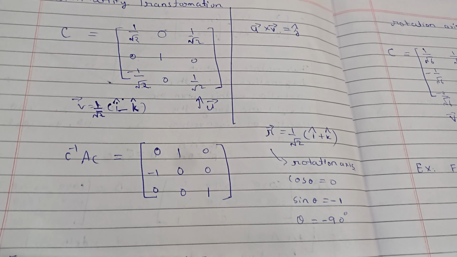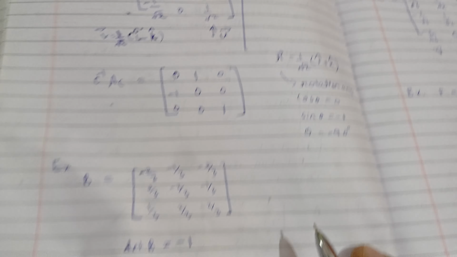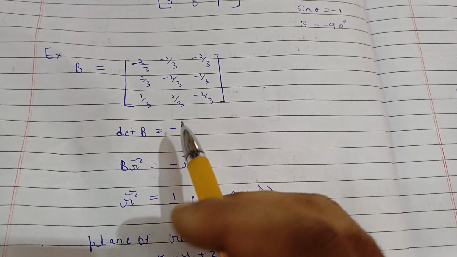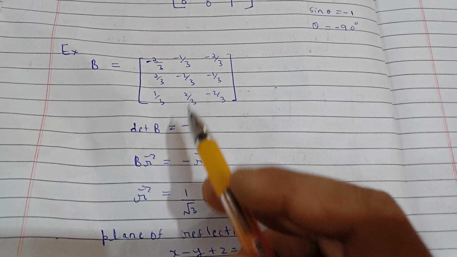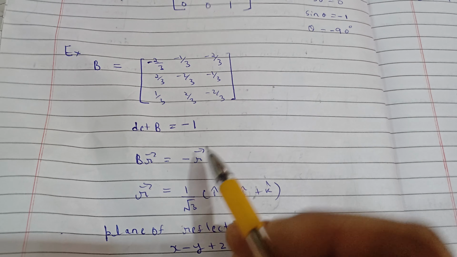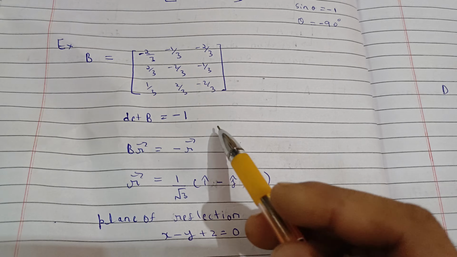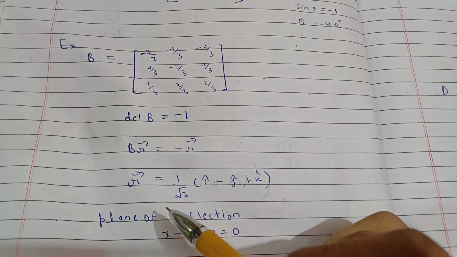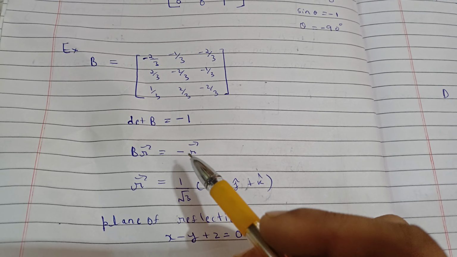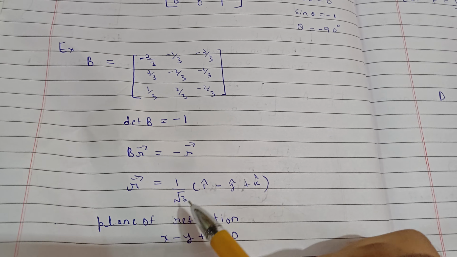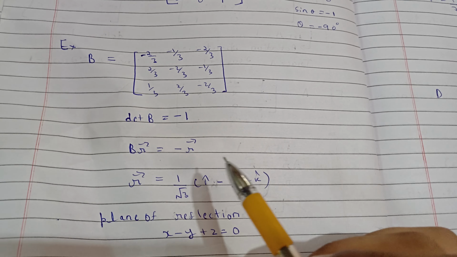So okay, hope this is clear to you. Let's take one more example. Now there is this matrix, determinant is -1, so reflection is also involved. So we'll take this condition BR equal to -R. Because the reflection is involved, the axis will be reflected only and the rotation axis will remain the same, just reflected. So R will come out to be this, and this is also a rotational axis.